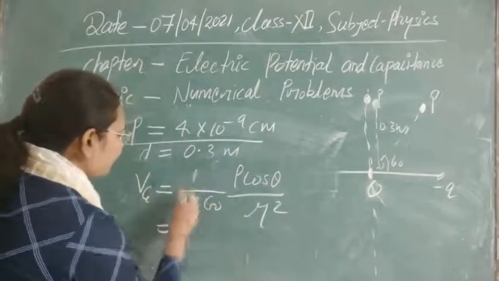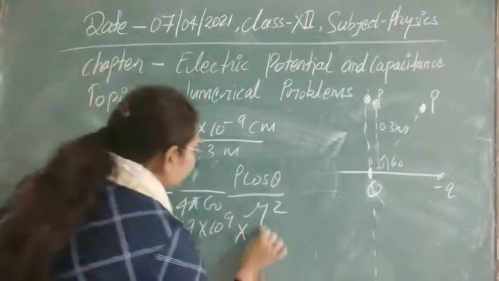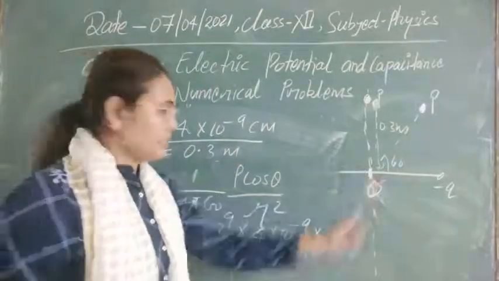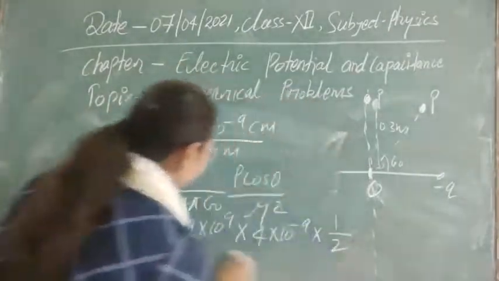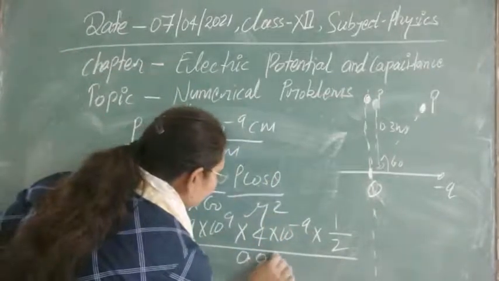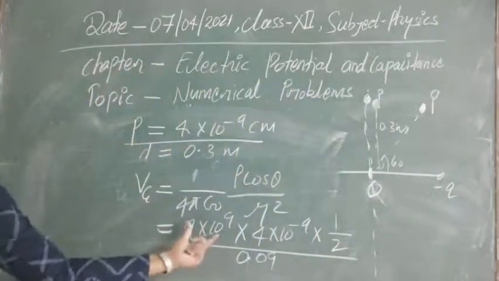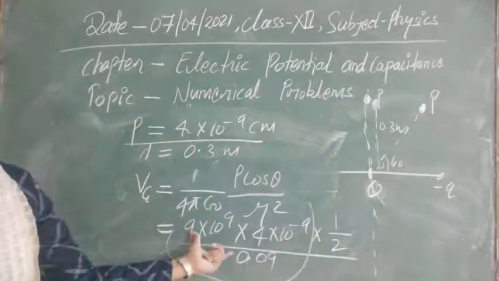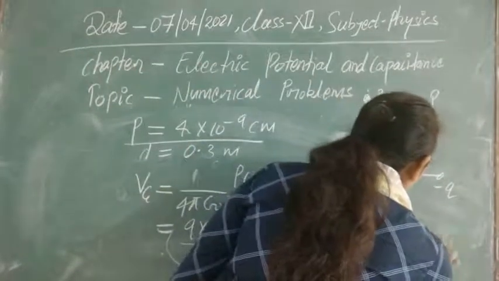The value of 1 upon 4 pi epsilon 0 is 9 into 10 to the power 9. The value of P is given as 4 into 10 to the power minus 9. The value of theta is given as 60 degrees. Then we can write cos theta, which is equal to 1 by 2, divided by R square. If you put R square, this will be equal to 0.09 here. After solving, obviously this value we have solved before for the axial case, and it is 400 volt. So 400 upon 2, if you solve, is equal to 200 volt.